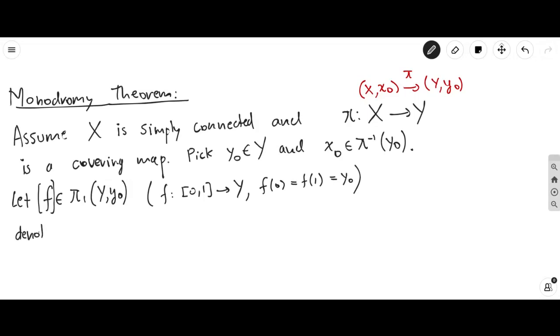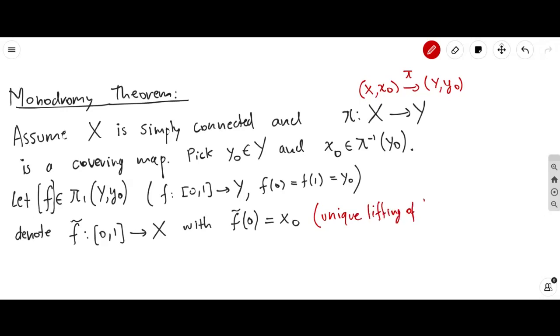So we're going to denote F tilde to be a path in X with F tilde of 0 being equal to x0. So this is the unique lifting of F. So the picture is you have a mapping into Y, which we're calling F, and it maps 0 to y0. And here you have the covering map.